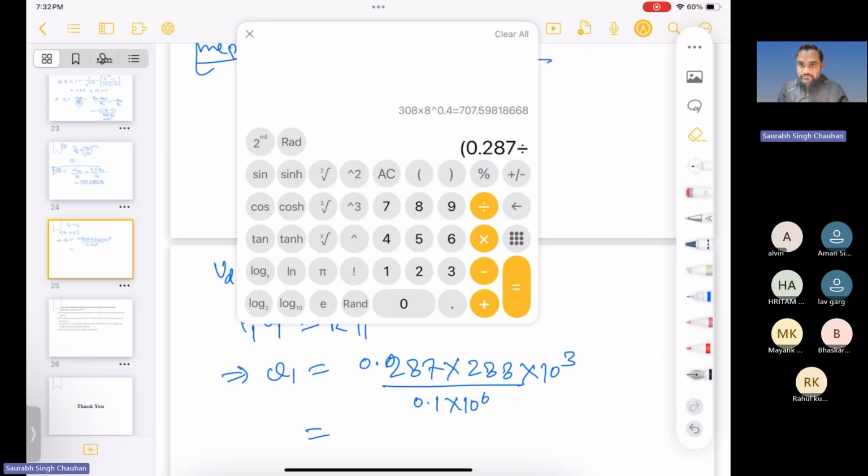Now if you calculate this value, 287 into 288, it is coming out to be 0.82 meter cube per kg. I think this precision is fine.